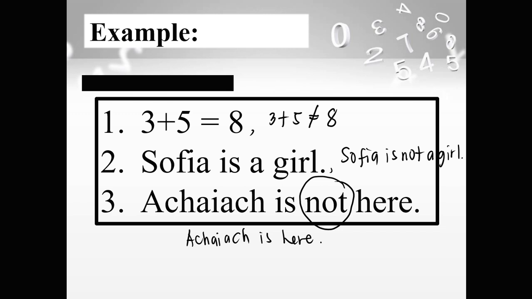So, in our statement in number 2, Sophia is a girl, you contradict the given statement. Your answer will be Sophia is not a girl, or the answer Sophia is a boy is also accepted, since you still contradicted the given statement. Since it says Sophia is not a girl, that means you have contradicted it: Sophia is a boy. Okay?